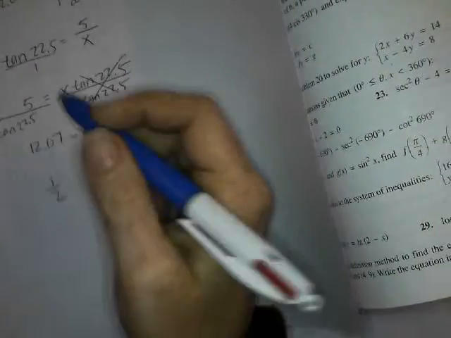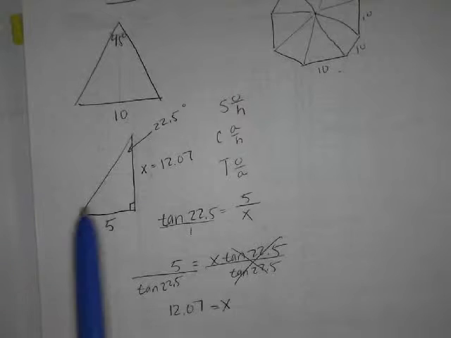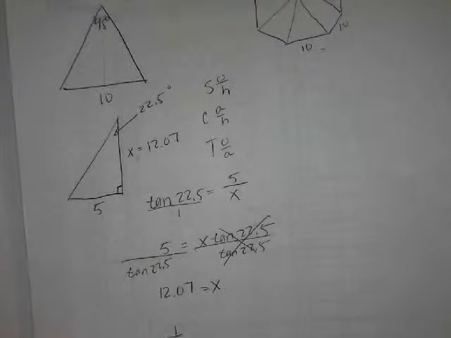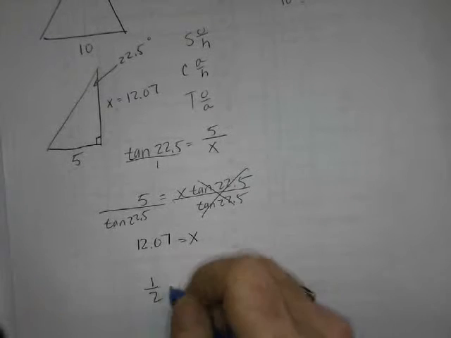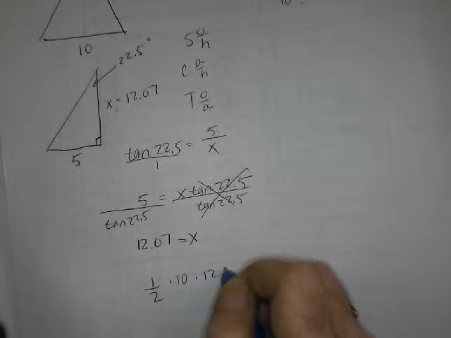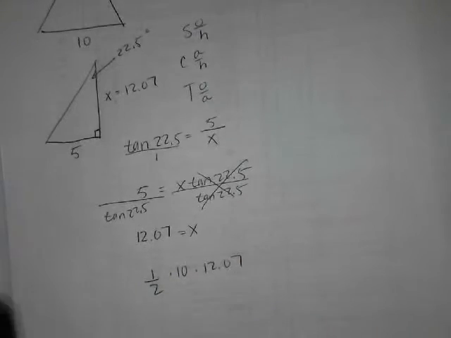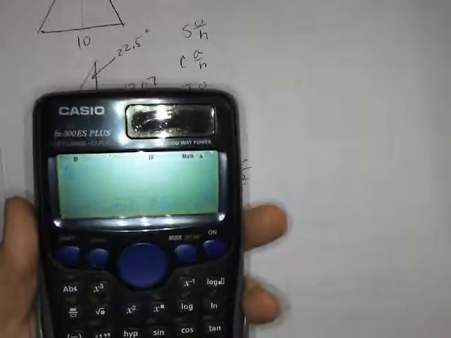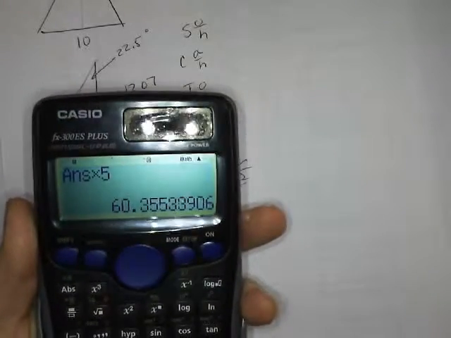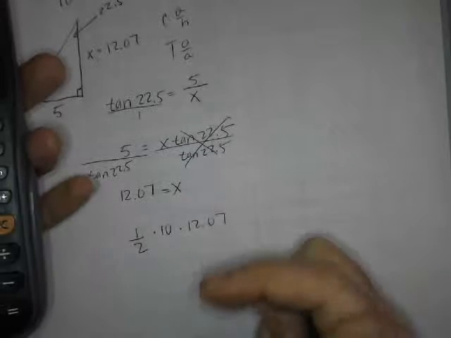So remember we said area is 1/2 times base times height. So 1/2, I'm going to use the whole base all the way across. I already know the height. So I'm going to go 1/2 times 10 times 12.07. Half of 10 is 5. 5 times, I already got that number in my calculator. I'm just going to times it by 5. That gives me 60.35555 or something like that. That's for one triangle, I think.